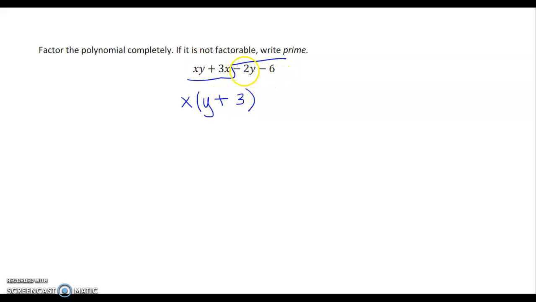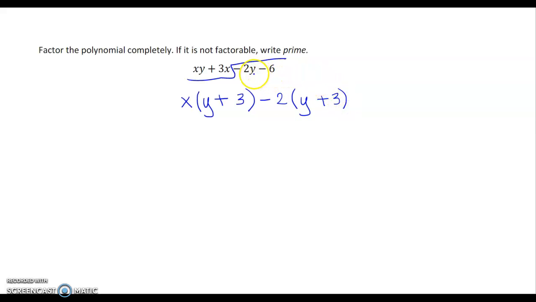Okay, the second one, no variables, but I do see they both are negative and they both are divisible by 2. So I'm going to factor a negative 2. So if I divide negative 2y by negative 2, I'll get a positive y. Divide a negative 6 by negative 2, I'll get plus 3.